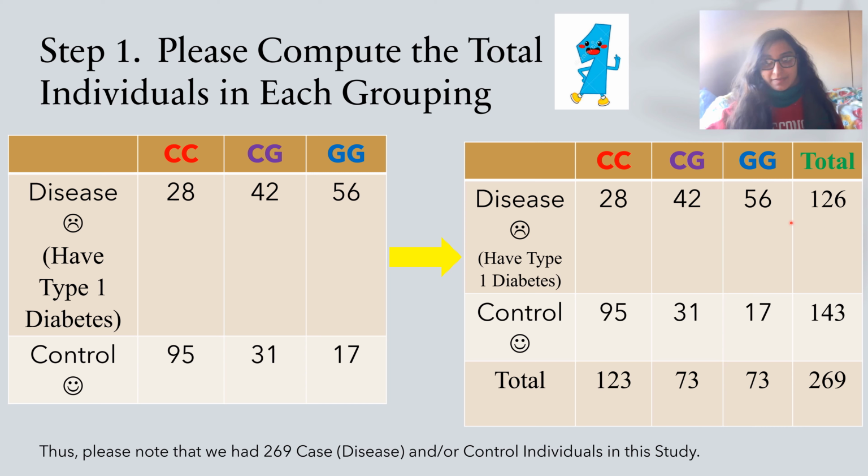So again, we're just summing across. The row total for 126 is the sum of all of these, and 143 is the sum of this row. For the column total, we just sum 28 plus 95 to get 123, and then we take these two and then these two to get this value.